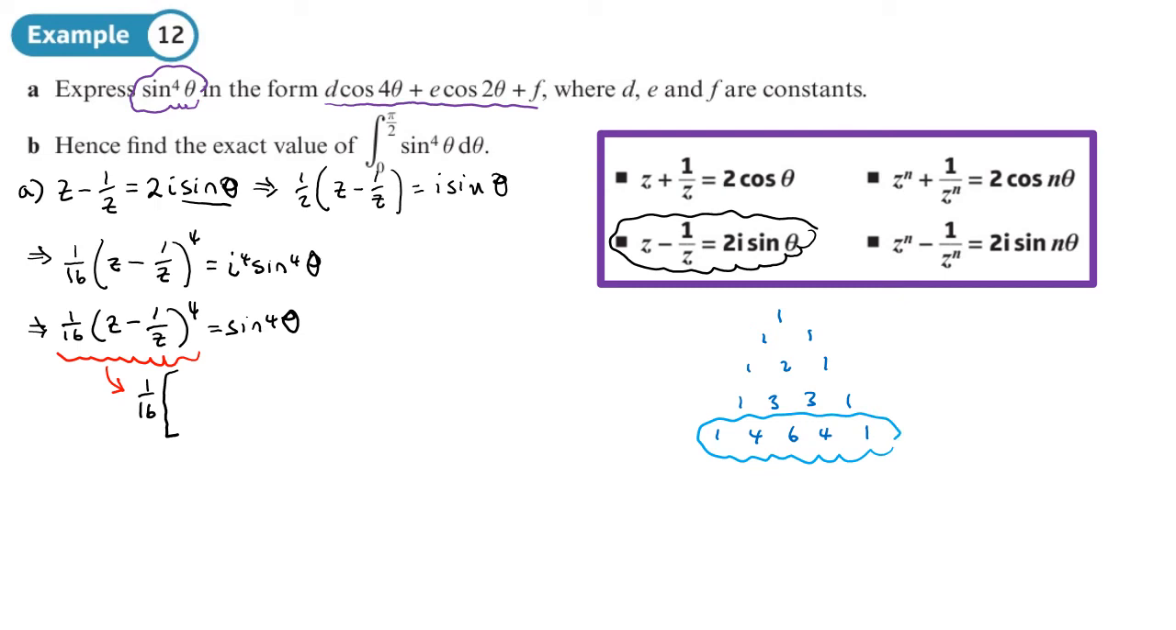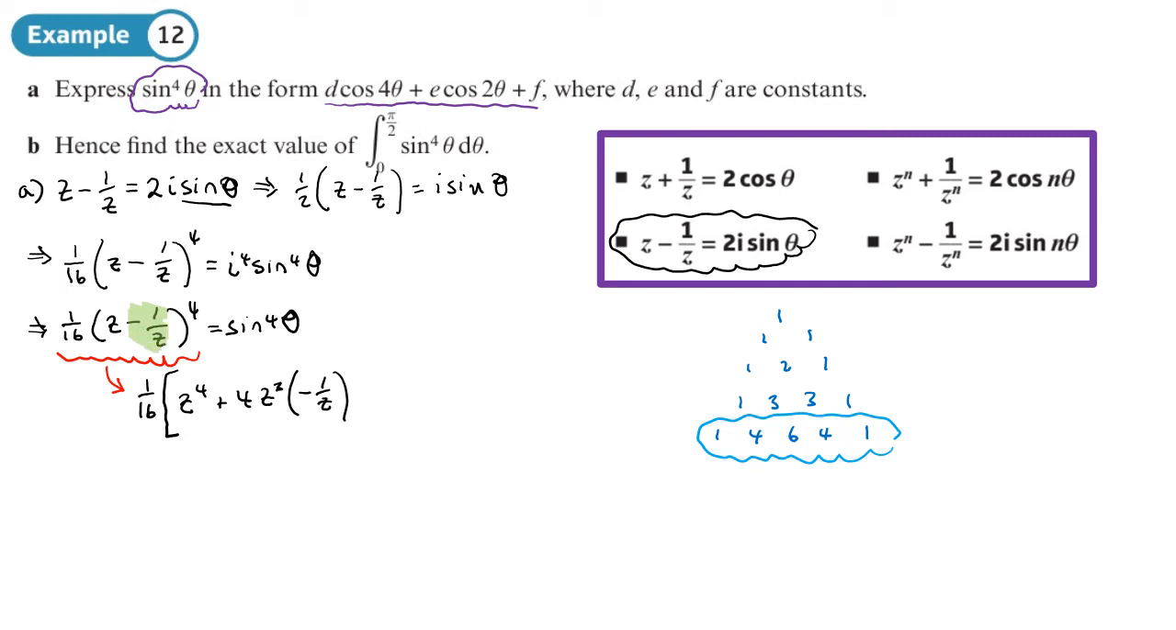So I will have z to the power 4. So that's the coefficient of 1. Next one, 4 lots of z cubed minus 1 over z. So we need to take care with that because we have negative 1 over z here.